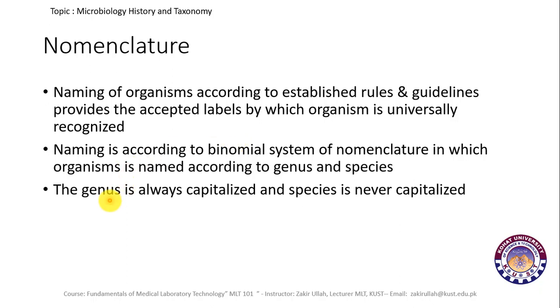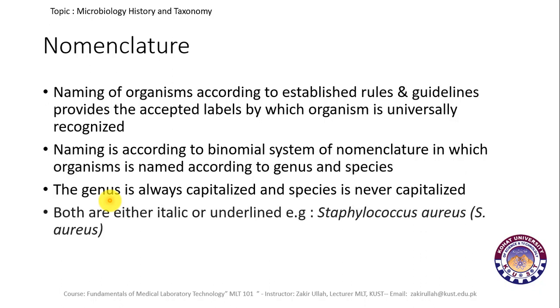The genus is always capitalized and the species is never capitalized. For example, Staphylococcus aureus, and all of these are written in italics or underlined. In Staphylococcus aureus, Staphylococcus is the genus, whereas aureus is the species. In short form it is written as the genus initial, a dot, and the species.